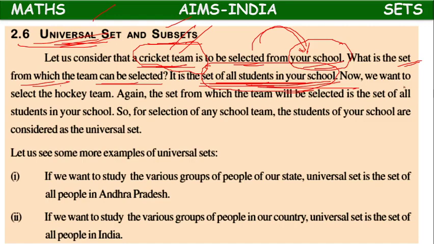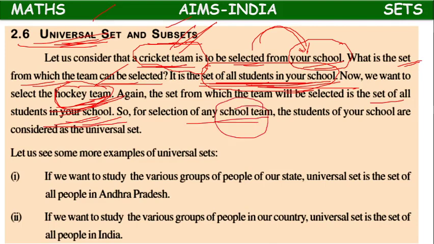Okay. Suppose we now want to select a hockey team. The cricket team is completed, and now we want to select the hockey team. For the hockey team also, whom are you going to select? The set of all students in your school. From your schoolmates only, you are going to select the hockey team. So for selection of any school team, the students of your school are considered as the universal set.